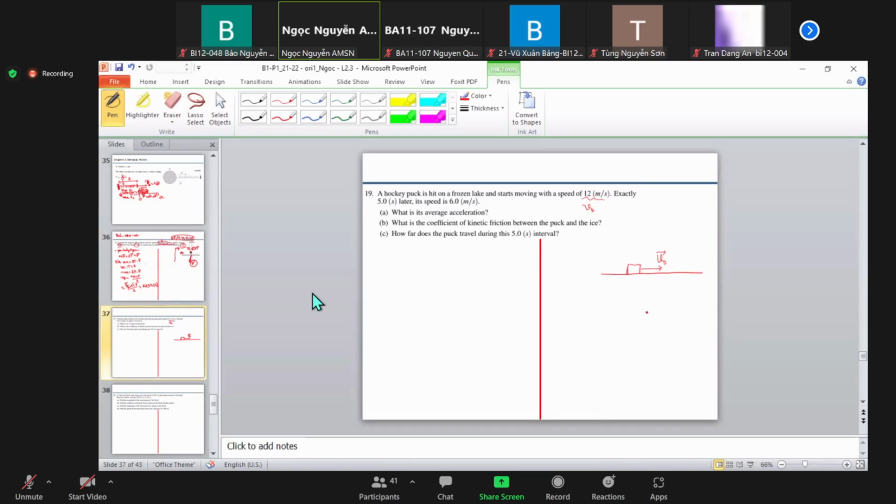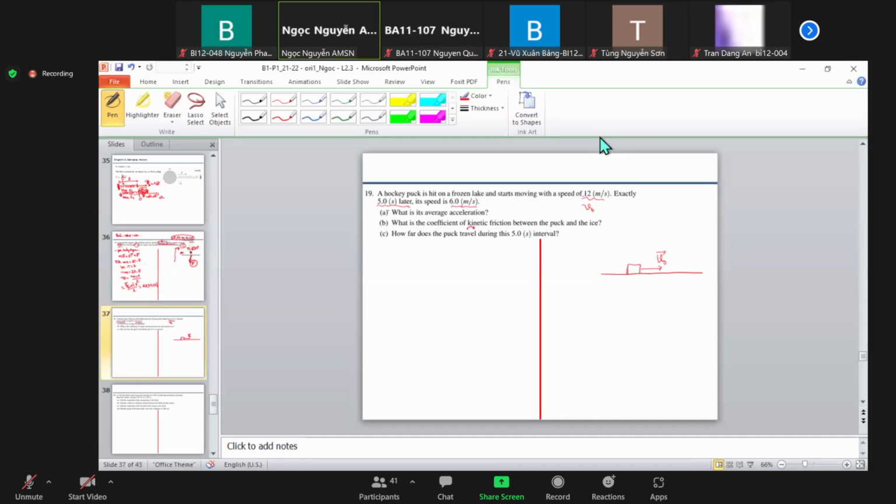And then they give you that after 5 seconds, its speed is like this. At the beginning it's like this, but after 5 seconds it's like this. It decreased. And they ask you about its average acceleration. That is so easy, right? And what is the coefficient of kinetic friction?